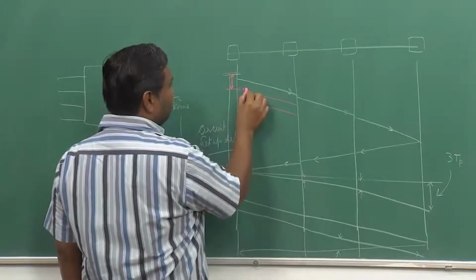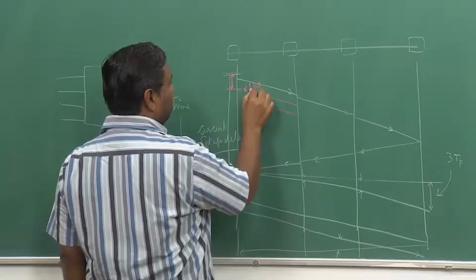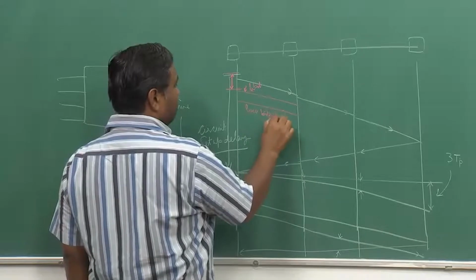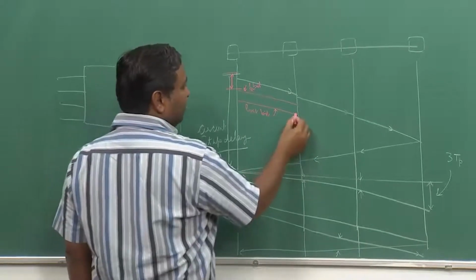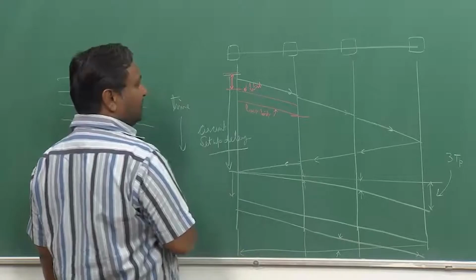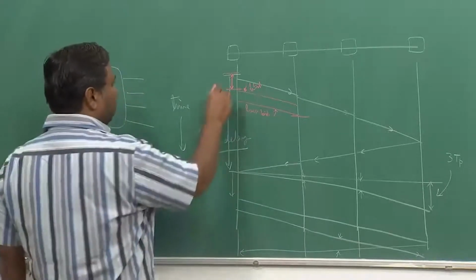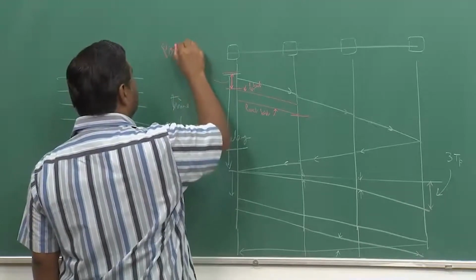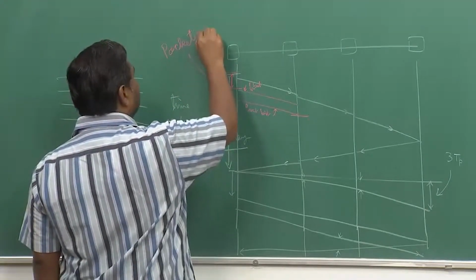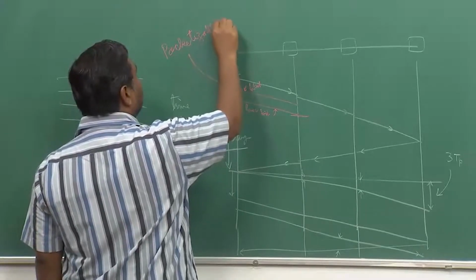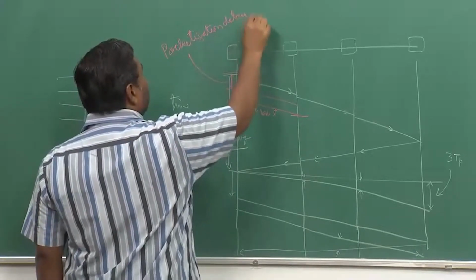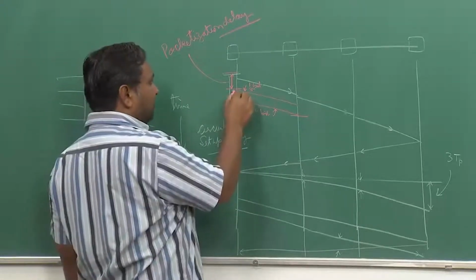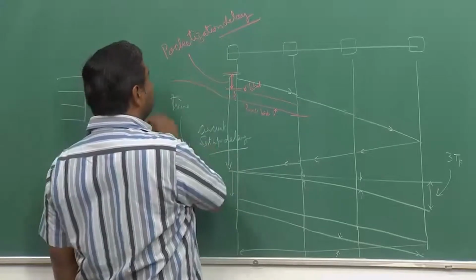So this is the first bit which has gone, and this is the last bit which has gone, and the packet has been completely received at this node at this point of time. Now this delay when the packet is being formed is known as packetization delay. And this time is known as transmission delay.